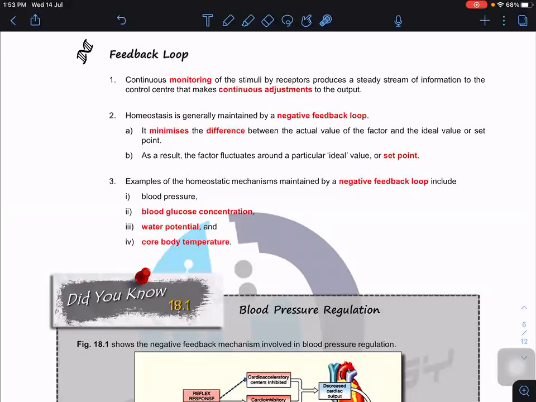So examples of homeostatic mechanisms maintained by negative feedback loop are blood glucose concentration, water potential, and core body temperature. One thing I'm going to add in here is blood pressure, which is not in our syllabus. As I said, our learning model will be blood glucose, water potential, and core body temperature, but it doesn't mean that only these three. Okay, it doesn't mean that only these three. We have more than that. So one of the examples is blood pressure that we're going to discuss now.